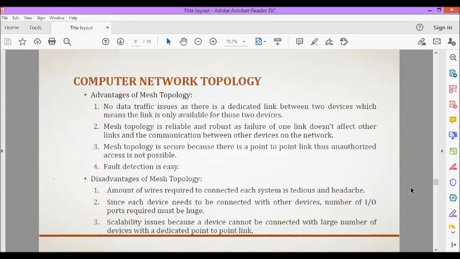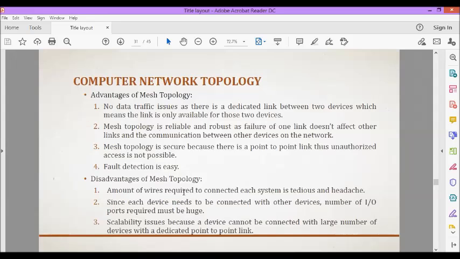between two devices, which means the link is only available for those two devices. Mesh topology is reliable and robust as failure of one link doesn't affect other links and the communication between other devices on the network. Mesh topology is secure because there is a point-to-point link, thus unauthorized access is not possible. Fault detection is easy. So while the disadvantages are the following.